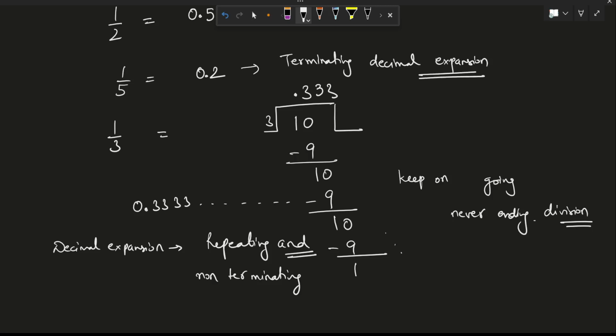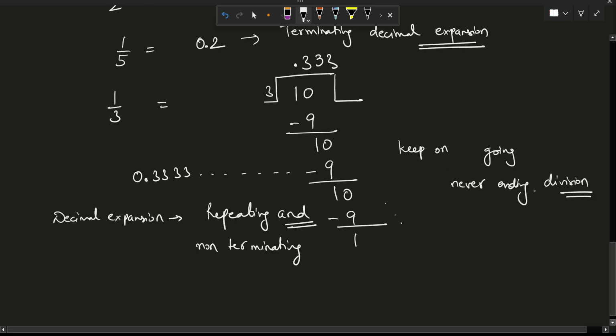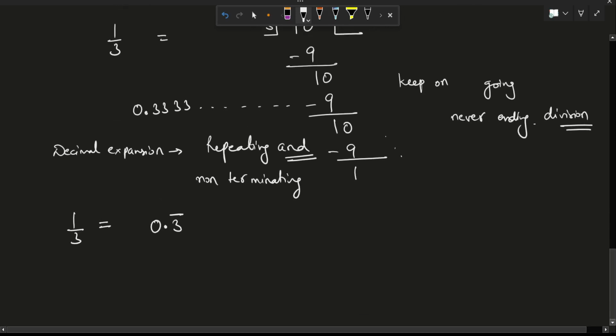This is repeating, non-terminating. As only 3 is repeating, this pattern comes again and again, so I'll put a bar on top of that. So 1 by 3 can be represented as 0.3 bar.